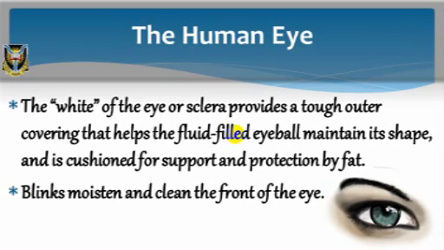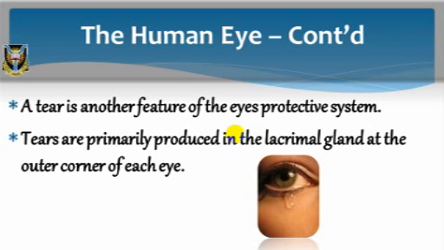Involuntary closure of the eyelids, or a blink, protects the eye from incoming objects. In addition, blinks moisten and clean the front of the eye. A tear is another feature of the eye's protective system.